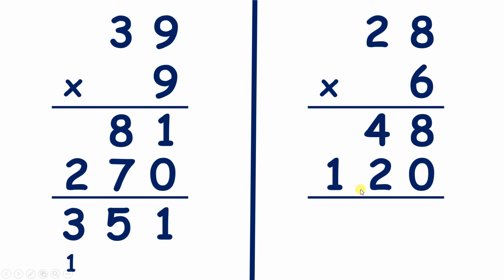Now we can add 120 and 48 to find our answer. 8 plus 0 is 8. 4 plus 2 is 6. And 0 plus 1 is 1. So we have our answer, 168.